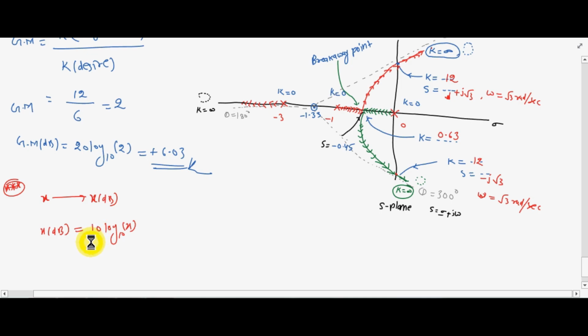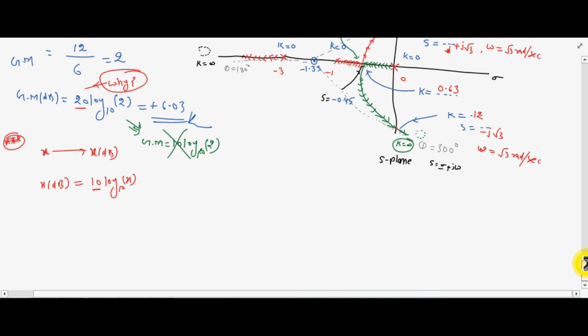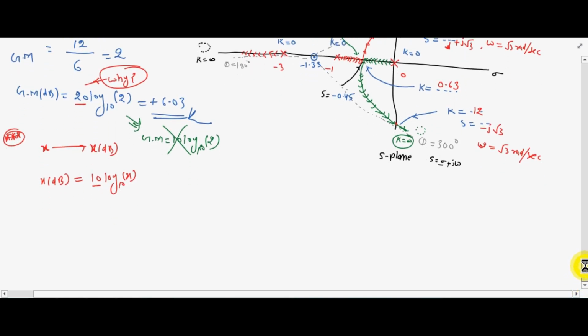Always we take 10 here, but here I am taking 20. The question is why am I taking 20? Why am I not writing the gain margin as 10 log base 10, why am I writing 20 here? Now see the explanation of this doubt. Maybe someone asked, you may know, this is a very simple trick, a very simple concept.